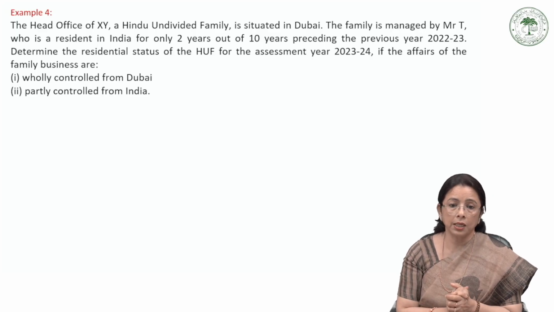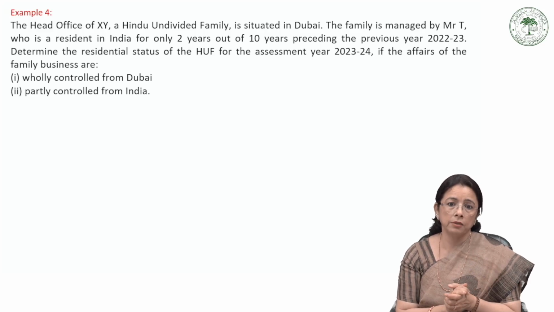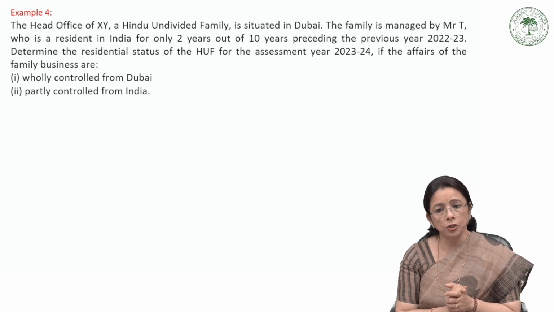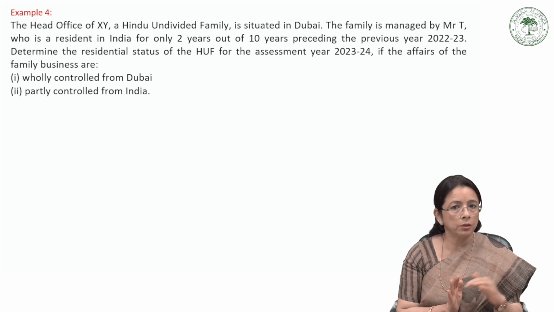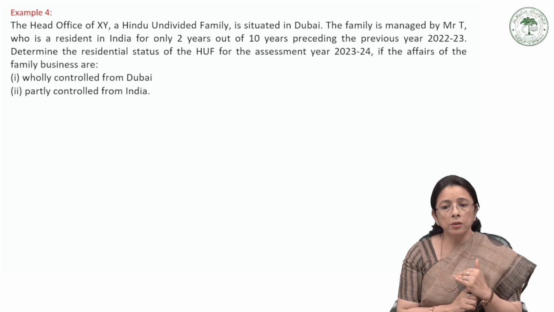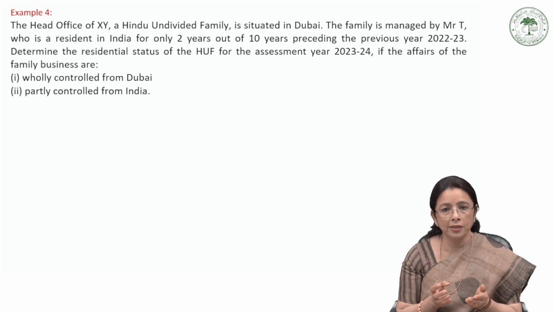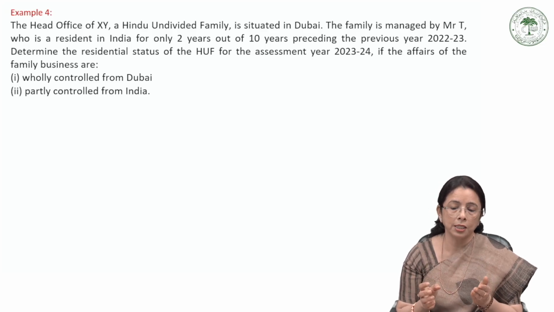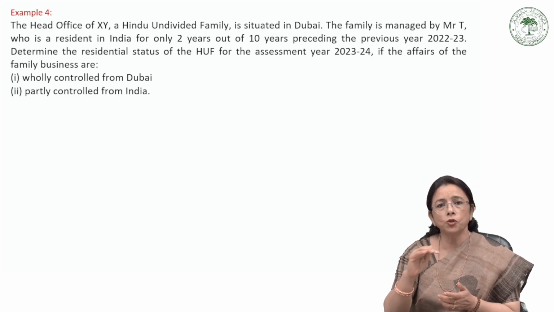Now coming to this, let us take the first condition, that is when it is wholly controlled in Dubai. Here, the affairs of HUF are controlled and managed from outside India. I think, therefore, we don't need to bother about any other parts, that is calculation of Karta's stay, because once it is clearly said that it is wholly controlled outside India, we can immediately decide that it is a non-resident for the assessment year 2023-24. So that makes it so simple.